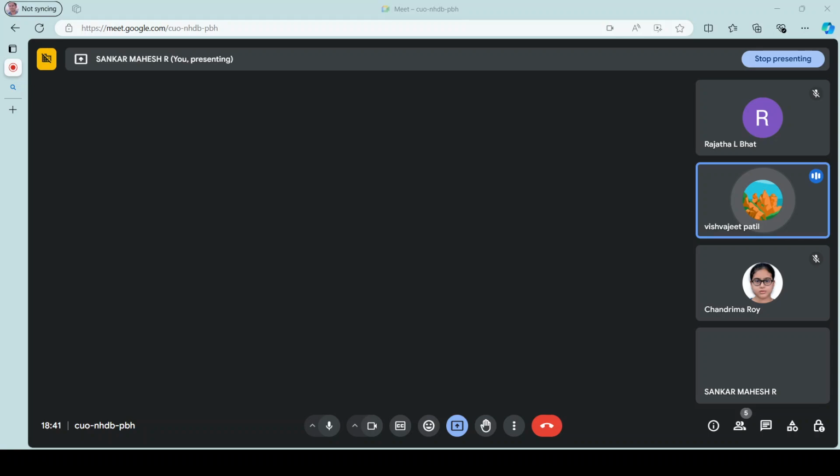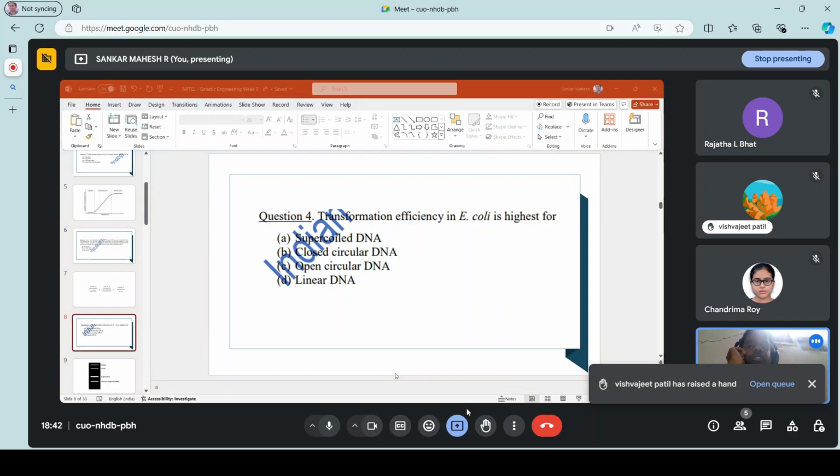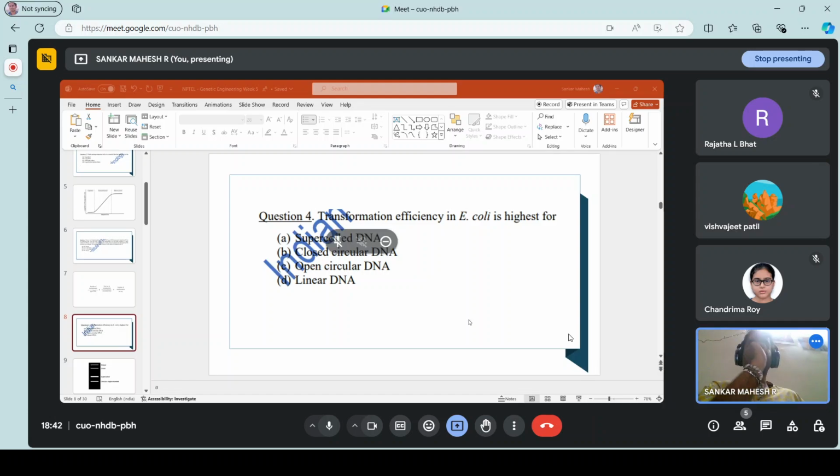The next question is: transformation efficiency in E. coli is highest for option A, supercoiled DNA, option B, closed circular DNA, option C, open circular DNA, and option D, linear DNA. So this is based on the topology of the DNA. Yeah, Vishwajit. Sir, option A. Hmm. Why do you think it's option A?